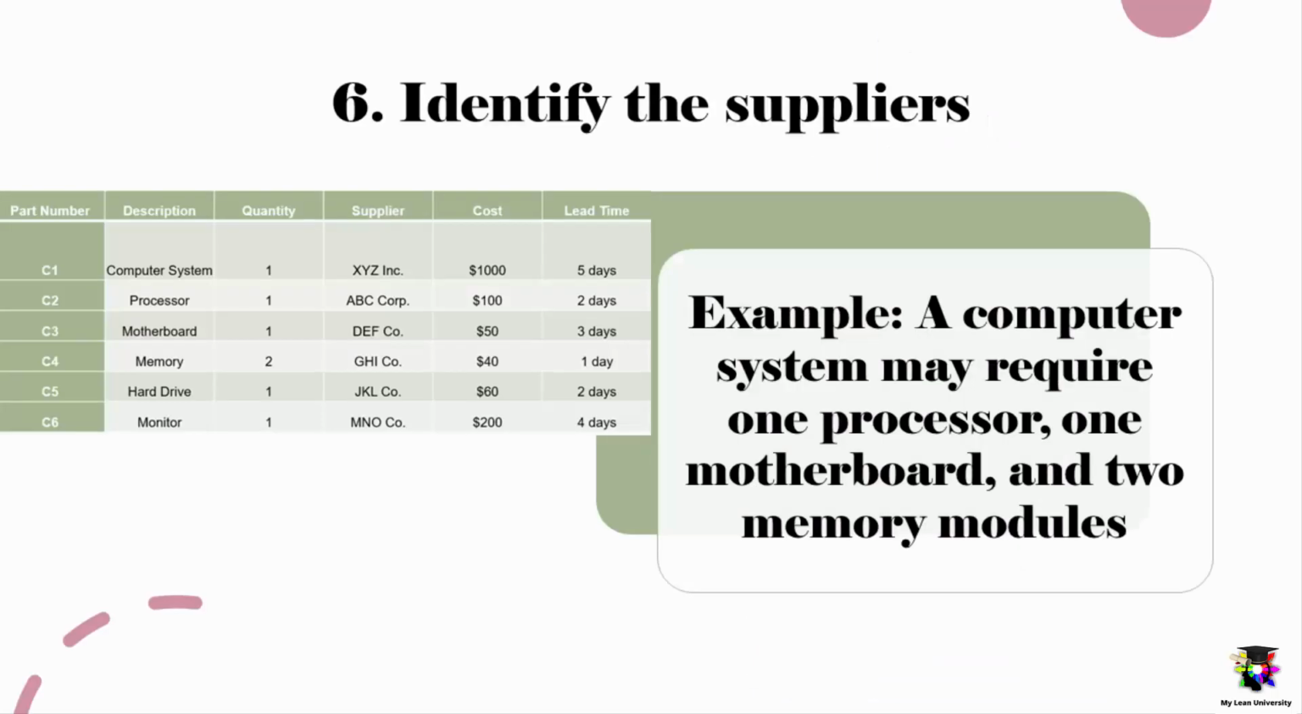This information is important for identifying the correct parts and ensuring that they are compatible with the rest of the system. The sixth step is to identify the suppliers. For each component or sub-assembly, you will need to identify the suppliers from whom you will be purchasing the parts. This information is important for procurement and supplier management purposes.